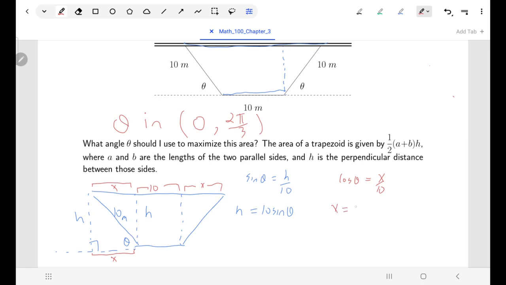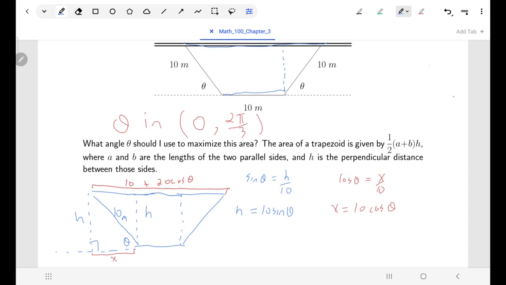So x is 10 cosine theta. So that means if we're thinking about what is B, what is the length of my other parallel side, well, I had 10, I have 10 cos theta, I've got another 10 cos theta, so the total length is 10 plus 20 cosine theta. That would be the length of all of B. So now we know all of the missing sides.